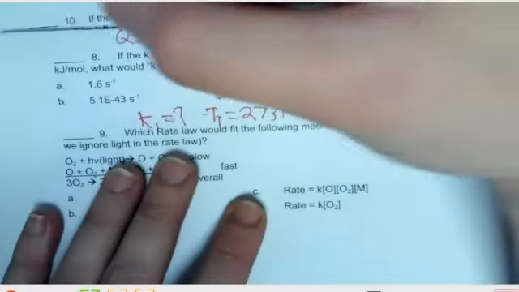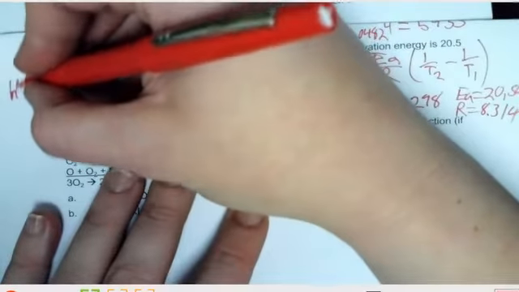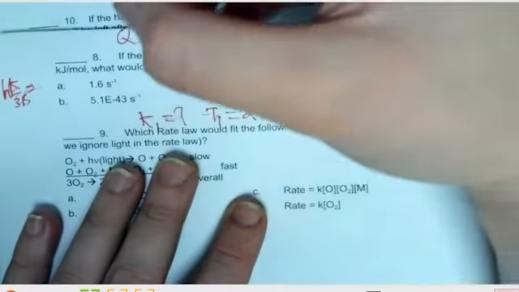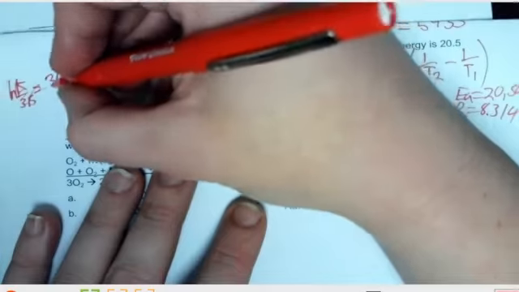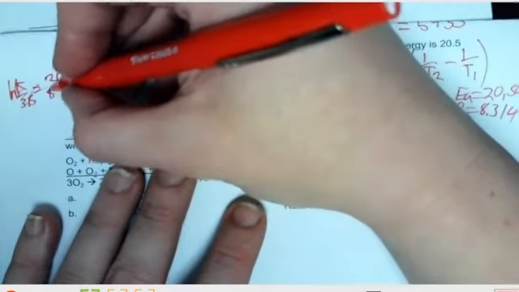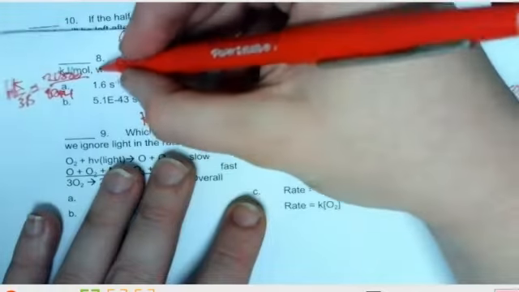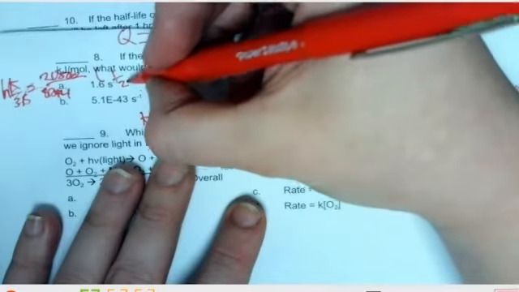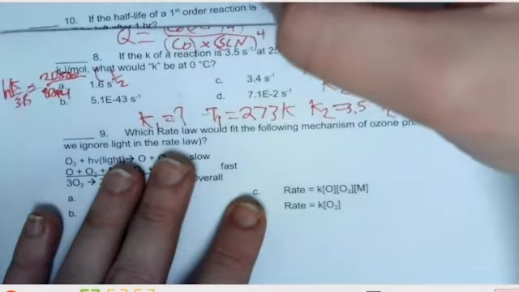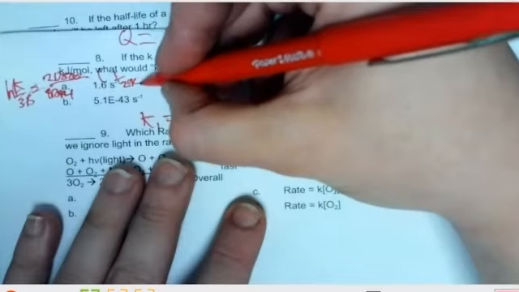Plugging that in and solving, we have ln of K over 3.5 equals 20,500 over 8.314 times 1 over 298 minus 1 over 273.